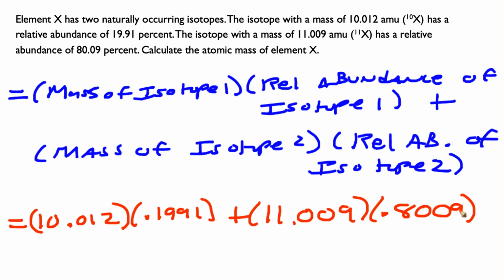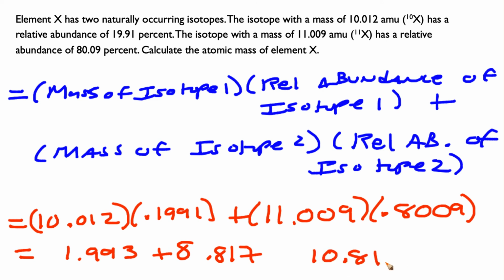So 10.012 times 0.1991, and we get 1.993, plus 11.009 times 0.8009, and we get 8.817. If I add these numbers up, I get 10.81 AMU.